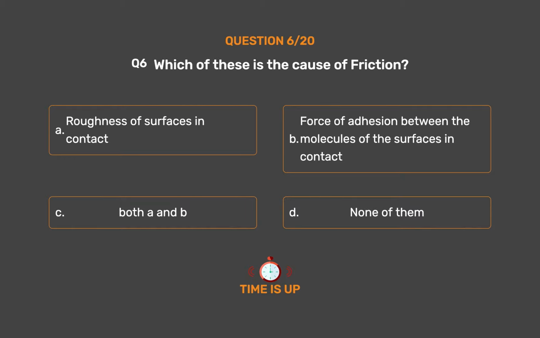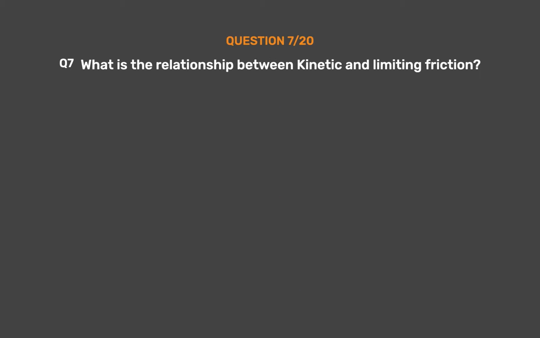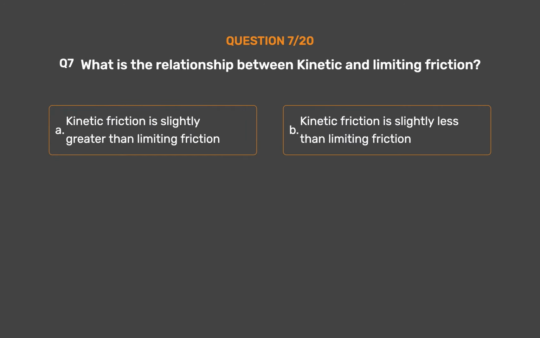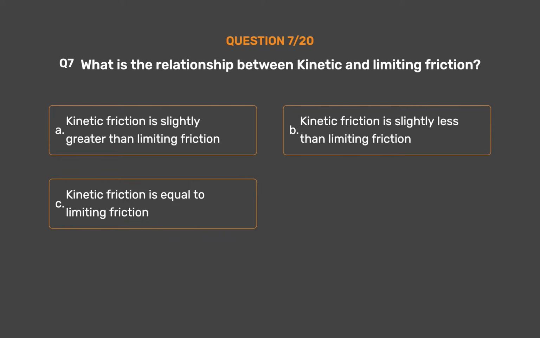The correct answer is Option C. Both A and B. Question number 7. What is the relationship between kinetic and limiting friction? Option A. Kinetic friction is slightly greater than limiting friction. Option B. Kinetic friction is slightly less than limiting friction. Option C. Kinetic friction is equal to limiting friction. Option D. No relationship.